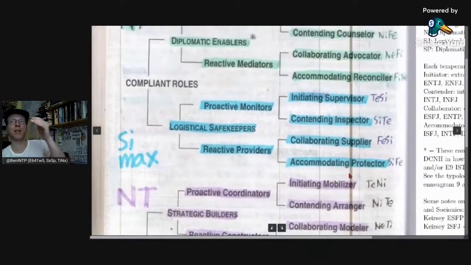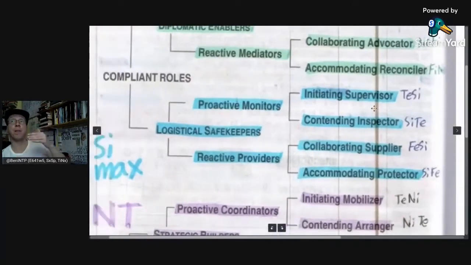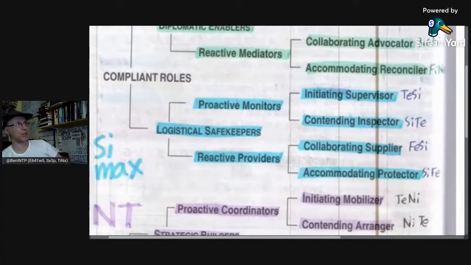So, SE. If you think of supervisor, the ESTJ enforces the rules, enforces standard operating procedure, the drill sergeant. So you can see SE being used there, fish in water.